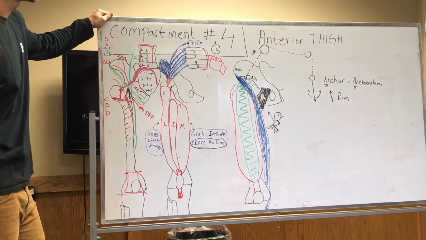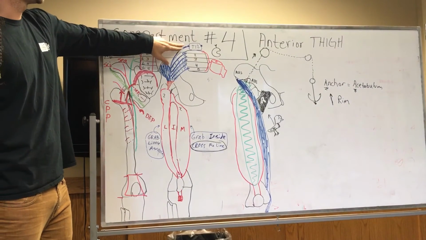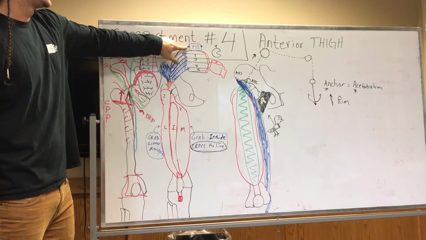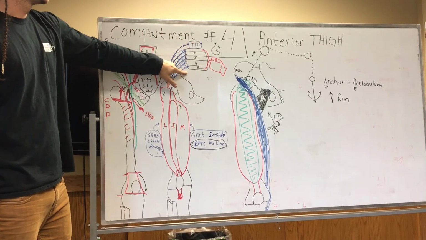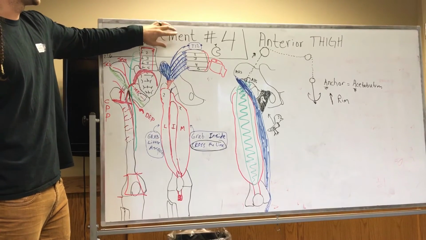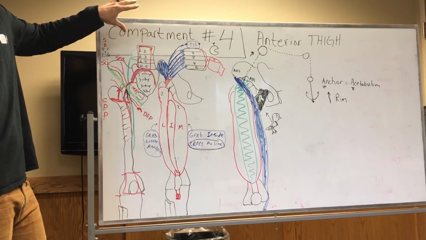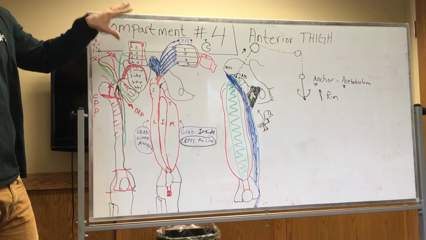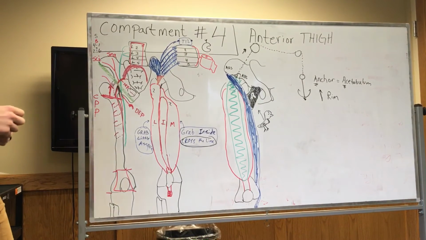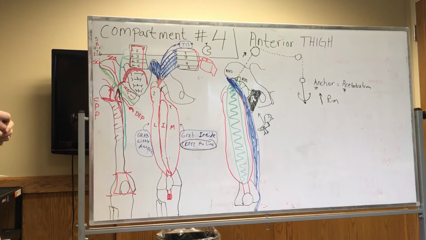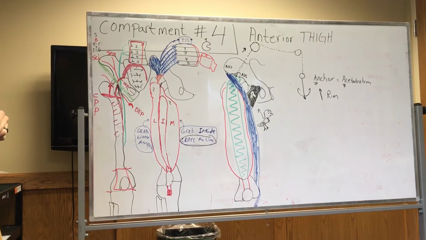The origin for the psoas major is kind of a wild one. It's all over the place. But we have T12 up here with its tiny little transverse processes, and then we have L1 through 5. So the origin for psoas major was the vertebral bodies of T12 and L1 through 5. Yep. And the transverse processes of L1 through 5.